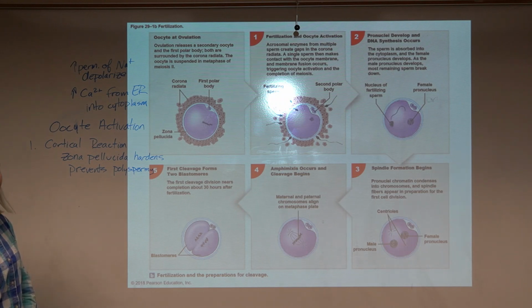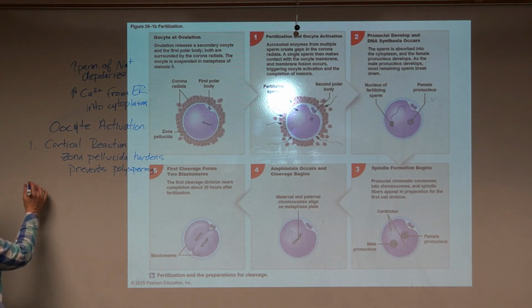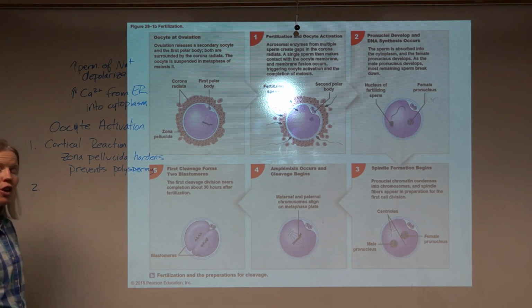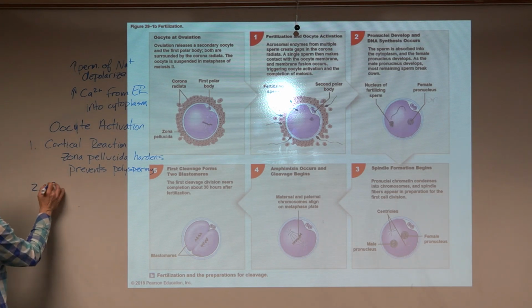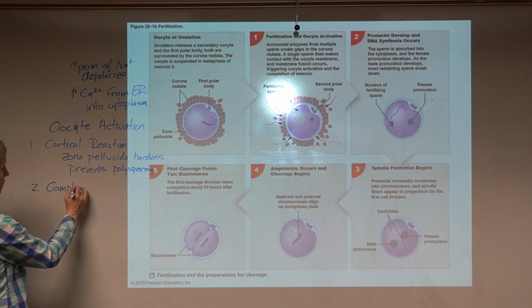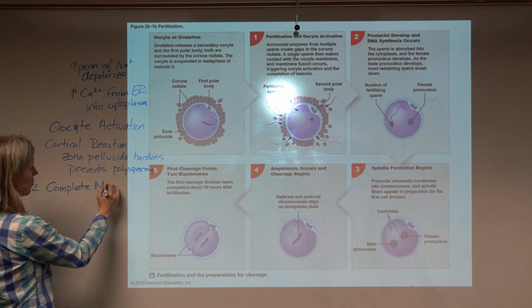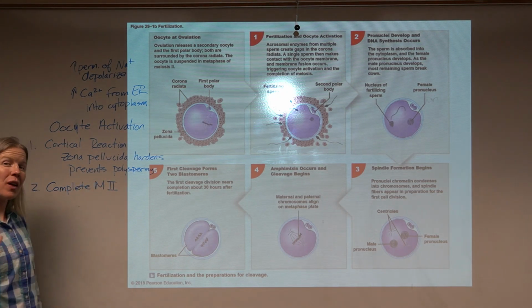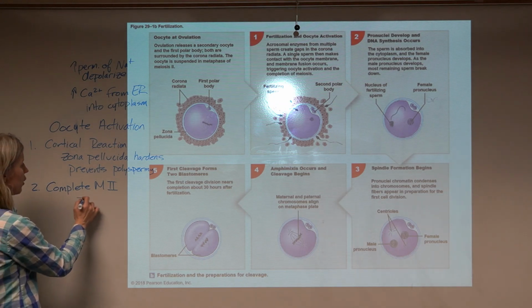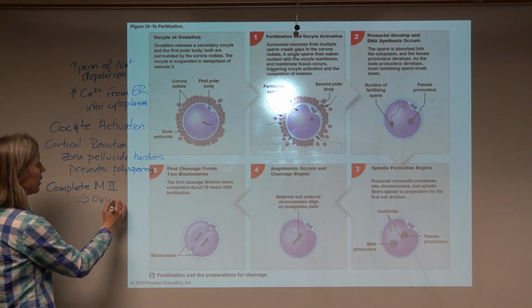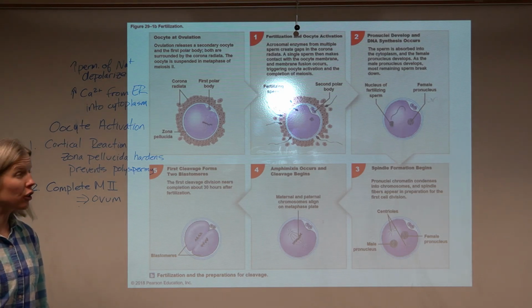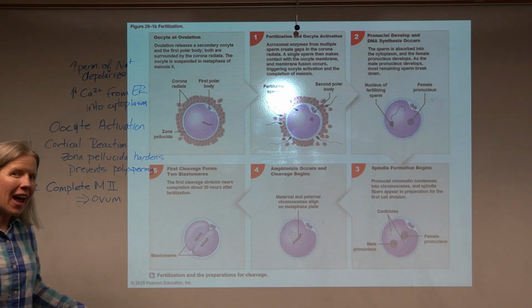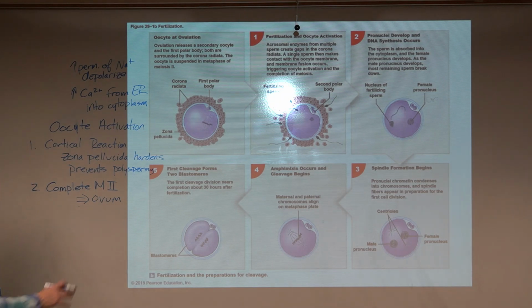Another thing that takes place as part of oocyte activation is that the oocyte actually completes meiosis too. Finally. Right? And so that secondary oocyte goes ahead and becomes a true ovum. So remember, if fertilization doesn't occur, if a sperm never makes it to the oocyte, it was never even an egg, right? It was never even a true ovum.